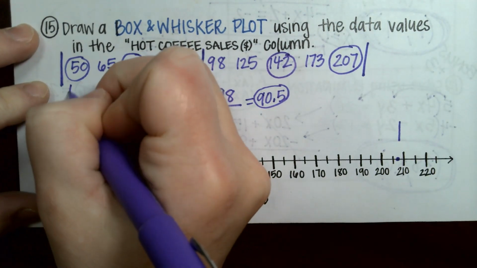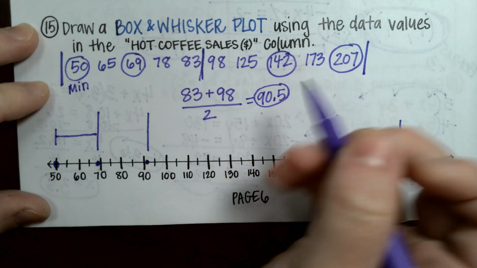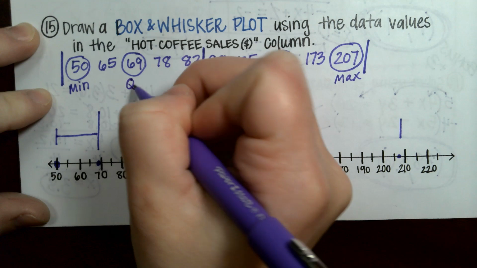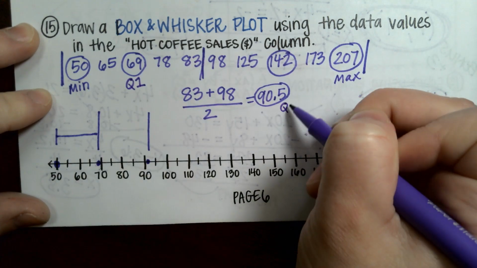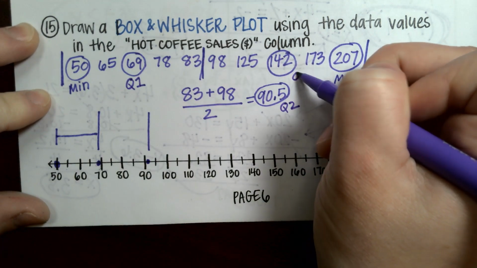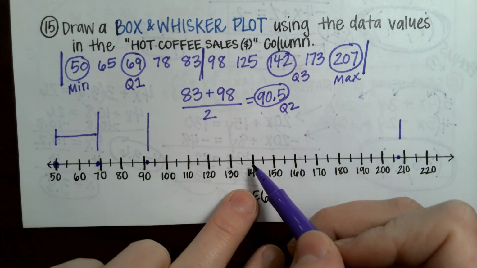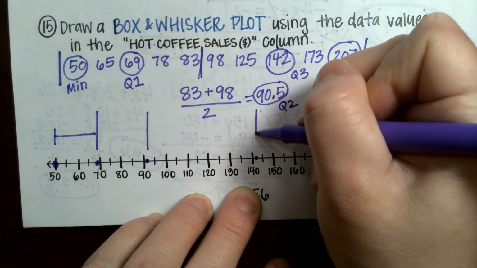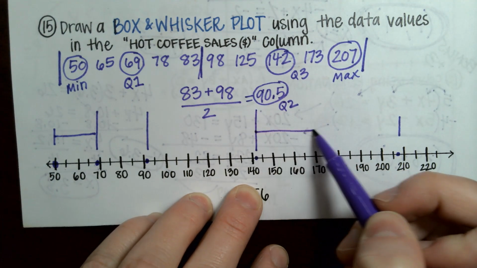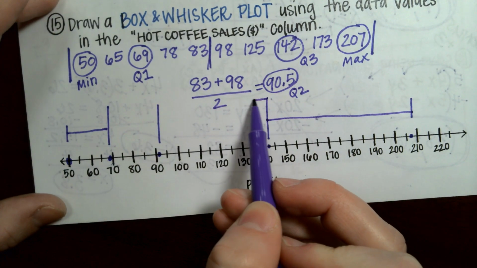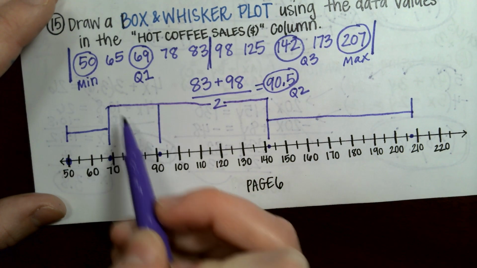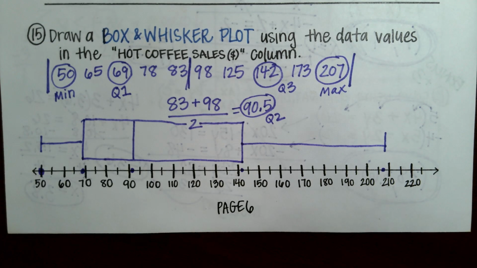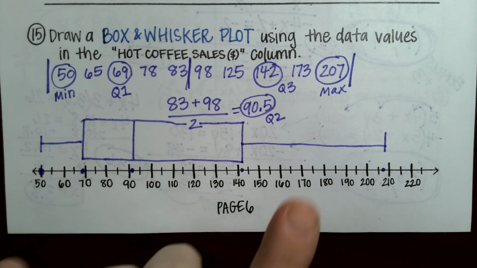Okay, and I'm going to label all these. You guys might want to also, just for reference on your final. So your min and your max. 69 was our Q1, 90.5 was our Q2, 142 was our Q3. So 142 is a little above 140, about right there. And now I can connect my whiskers, and don't forget to close your box with lines on the top and bottom. If you just keep lines, it won't be correct. Gotta draw the actual box and whiskers.